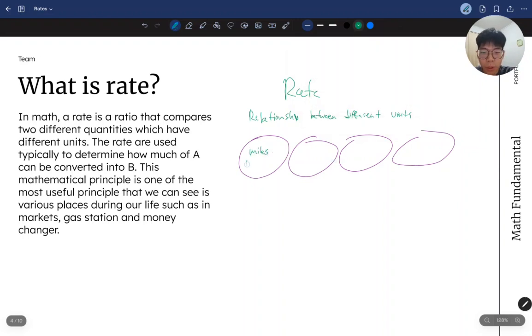Miles per hour. Cost per bottle. Energy production per 1 solar panel. Or cost per pencil.